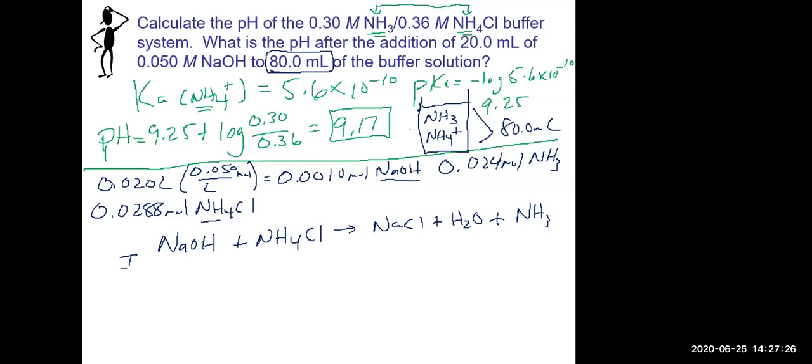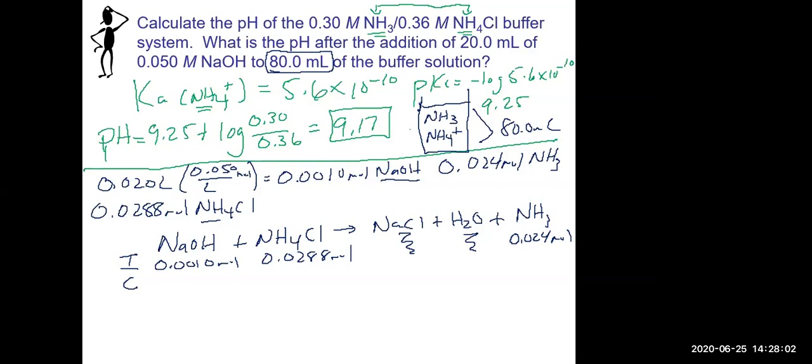So initially, we have our sodium hydroxide, which is 0.001 moles. Again, we want to do it in moles. We have our ammonium chloride, which is 0.0288 moles. Sodium chloride, like normal, not going to worry about. Water, like normal, not going to worry about. But we, again, do have some ammonia over here, which makes it a buffer. Also going to use the moles of that guy. Any questions on that part of the table?